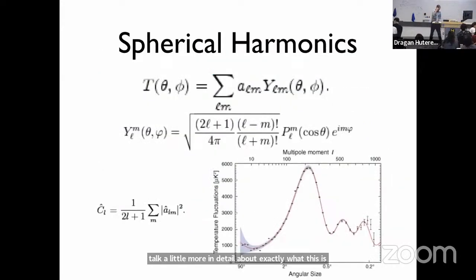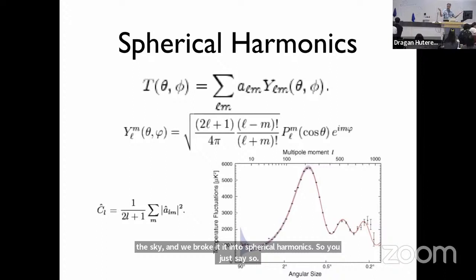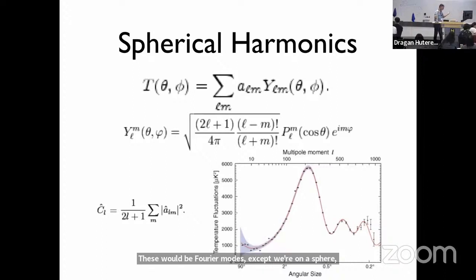So let's go back. So what is that? Well, what we've done is we've taken the sky and we've broken it into spherical harmonics, right? So these would be Fourier modes, except we're on a sphere. So you can't do Fourier modes on a sphere because the geometry is not right.